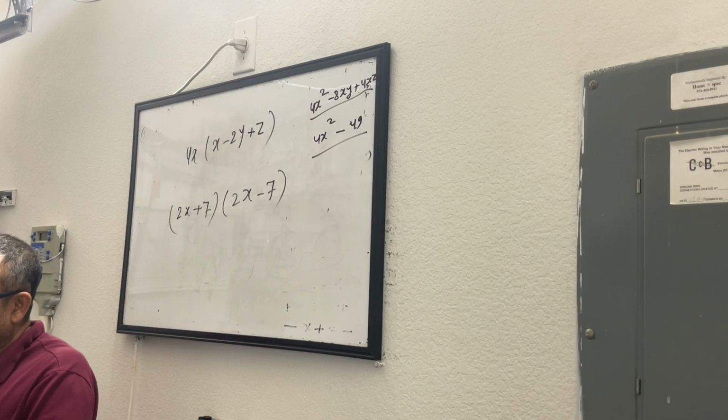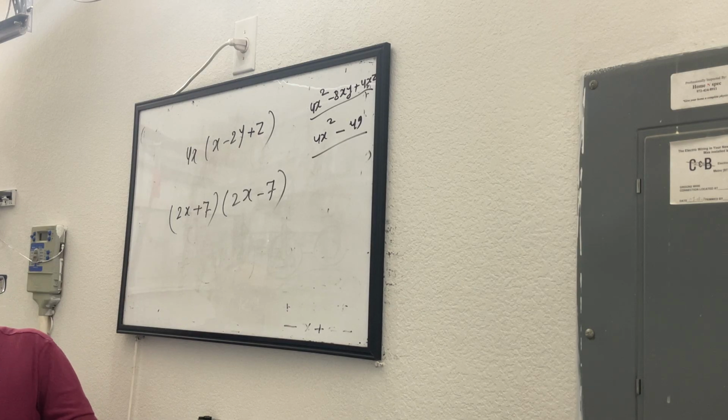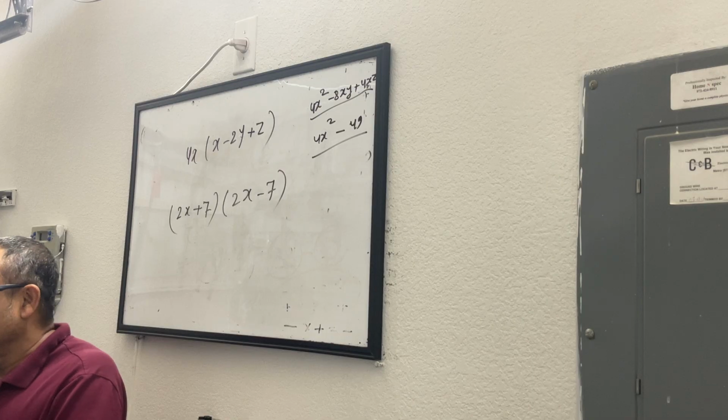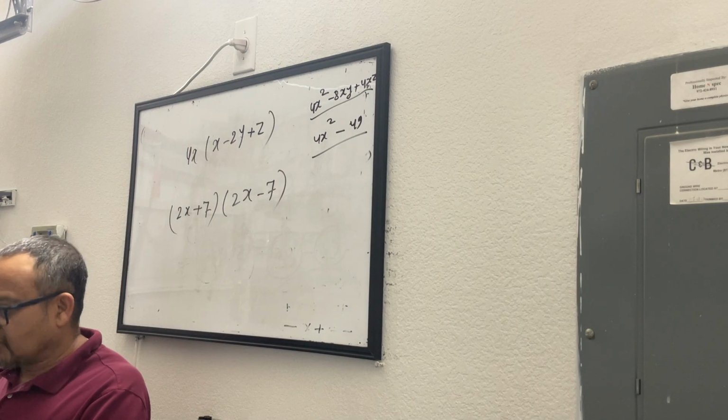Sir, I only did the first one, and I got 4x squared minus 8xy plus 4x. I'm not done with the second one, because I'm kind of confused on this step.